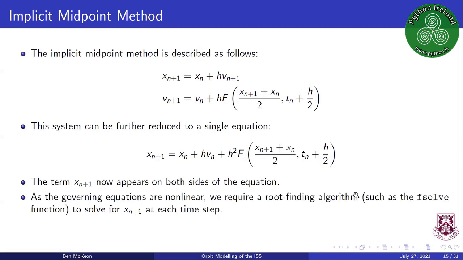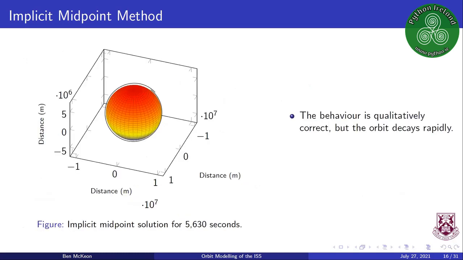So we need to use a root finding algorithm, such as fsolve, which is available in SciPy. And we need to solve for xn plus 1 at each time step. But obviously, if you need to do this at every single time that you want to solve for the station's position, this can get quite computationally expensive, and it can slow things down. So what do we end up with? We end up with a slightly different diagram here.